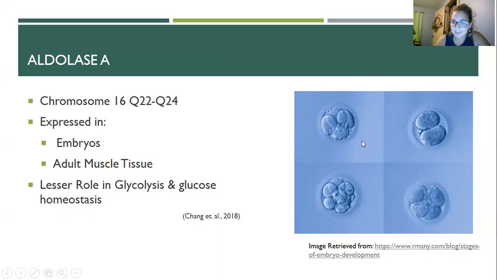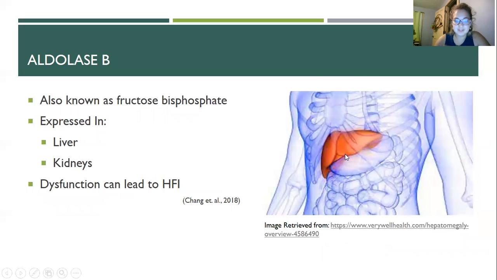And there's a picture of some embryos here you can see. Aldolase B is expressed in the liver and kidneys. It can also be seen in the small intestines as well. And this is why it's commonly known as the liver type aldolase, or it can also be known as the fructose bisphosphate aldolase B.